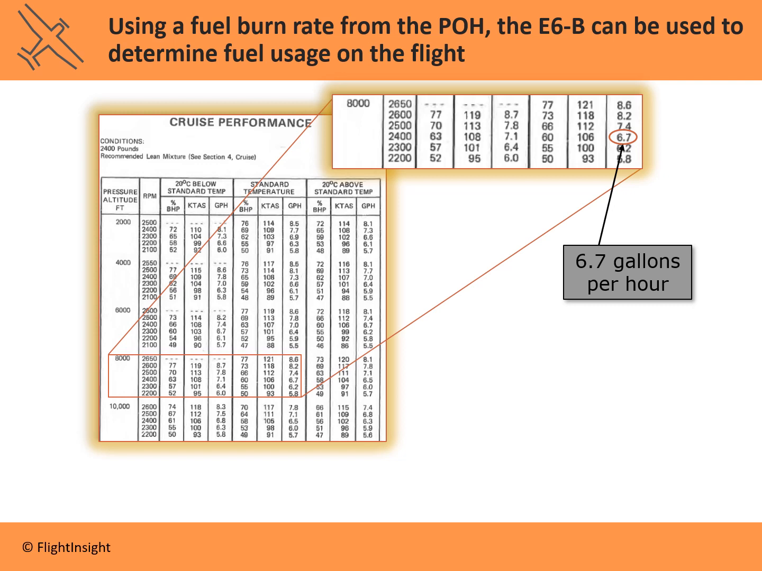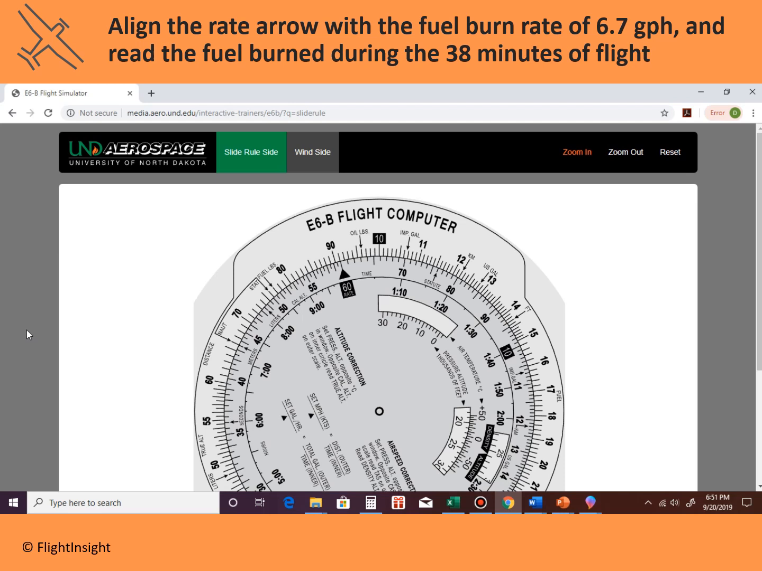So just to throw a number out here, here we are at 8,000 feet of pressure altitude at 2,400 RPM on an above standard temperature day, and that's where I've circled the 6.7 gallons per hour burn rate for this pressure altitude and power setting. So we'll know in 60 minutes how much fuel we'll burn. We want to figure out how much fuel we're going to burn in the 38 minutes that we're actually going to fly. Again, we'll use that slide rule side of the E6-B to figure this out.